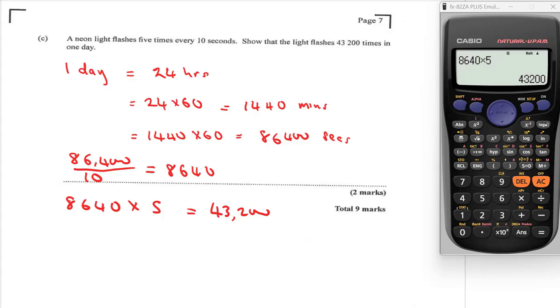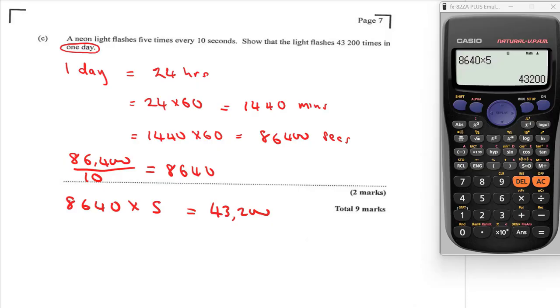So here's a line of reasoning. I read the question. A neon light flashes 5 times every 10 seconds. So immediately I know that whatever I do, I need to work in seconds. Show that the neon light flashes 43,200 times in one day. So I need to find out how many seconds are in a day. We cannot use our phones in the exam. Cannot go on the internet to find out how many seconds are in a day. So we need to go back to the basics.